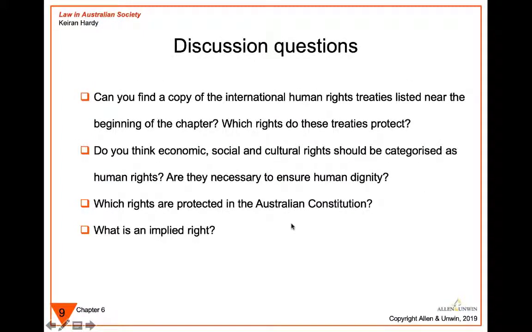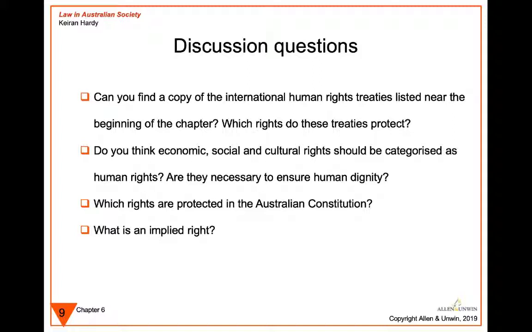Some discussion questions for your lectures and tutorials. Can you find a copy of the International Human Rights Treaties listed at the beginning of the chapter? Which rights do these treaties protect? The chapter also discusses the difference between civil and political rights and economic, social and cultural rights. Do you think that economic, social and cultural rights should be categorised as human rights? Are they necessary to ensure human dignity in the same way as the right to liberty or the freedoms from slavery and torture? Which rights are protected in the Australian Constitution?